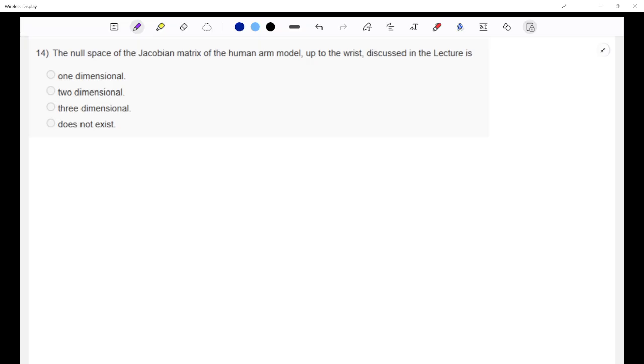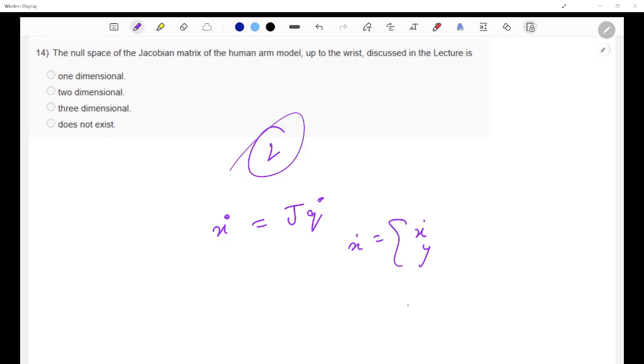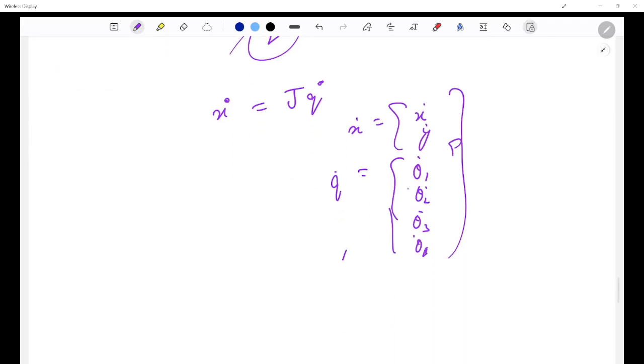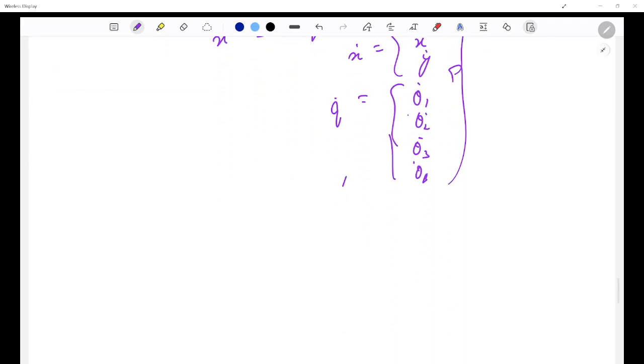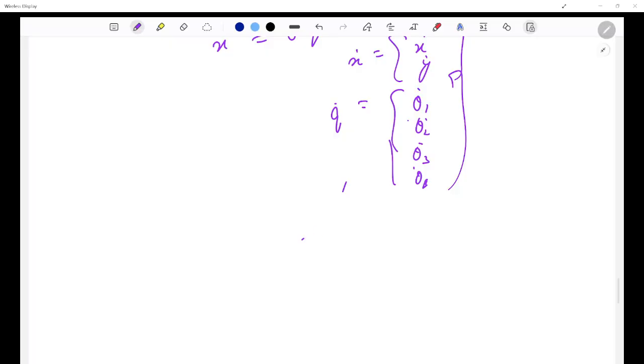For task space dimension, we have 2 degrees of freedom. The Jacobian relates joint velocity to the end effector velocity. So here x dot is equal to x dot and y dot, and q dot is equal to theta 1 dot, theta 2 dot, theta 3 dot, and theta 4 dot. So the Jacobian size is 2 cross 4.